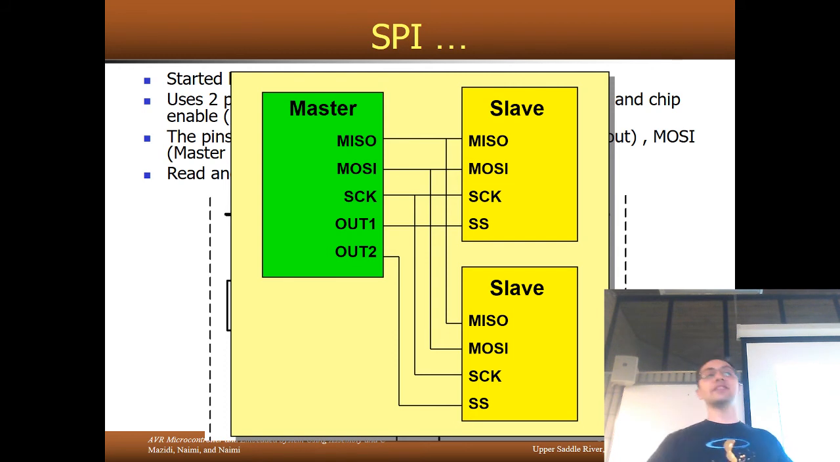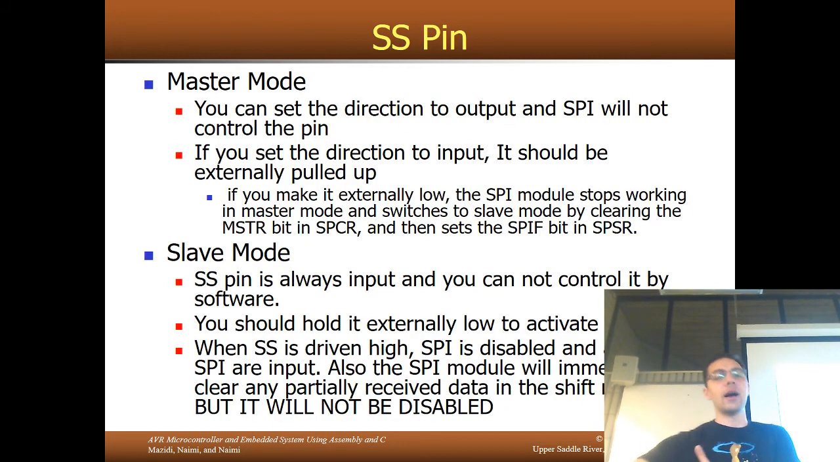So the slave select pin seems like it's maybe not part of this peripheral so much. It's actually more important in slave mode. When you want to make the 328P into a slave, that is the only pin that it will respond to. So when you are in slave mode, that pin is always an input. You can't control it through software. It stops being an I/O pin.